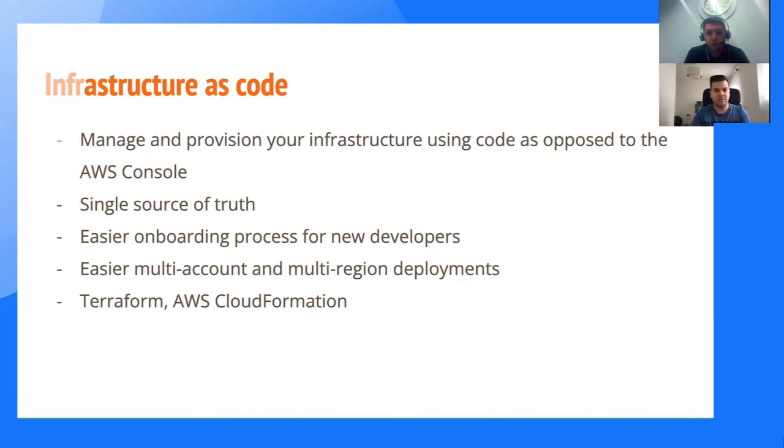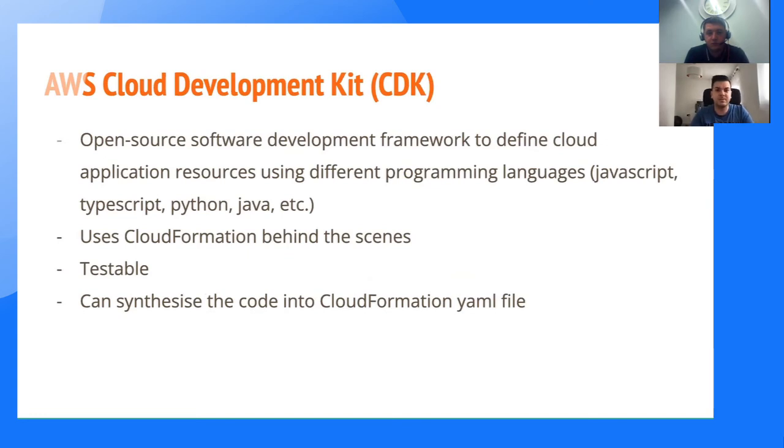So that's why I will be talking about AWS Cloud Development Kit, CDK, which is an open source development framework to define cloud application resources using different programming languages: JavaScript, TypeScript, Python, Java, and so on. And it uses CloudFormation behind the scenes. What I really like about it is that it's testable. So when you have a Lambda function that needs access to AWS S3 or DynamoDB, then you can write a unit test to see if this particular Lambda function does have access to that or not, which I think is really cool. And if you want to stick to CloudFormation YAML files for whatever reason, you can make a YAML file based off the code.